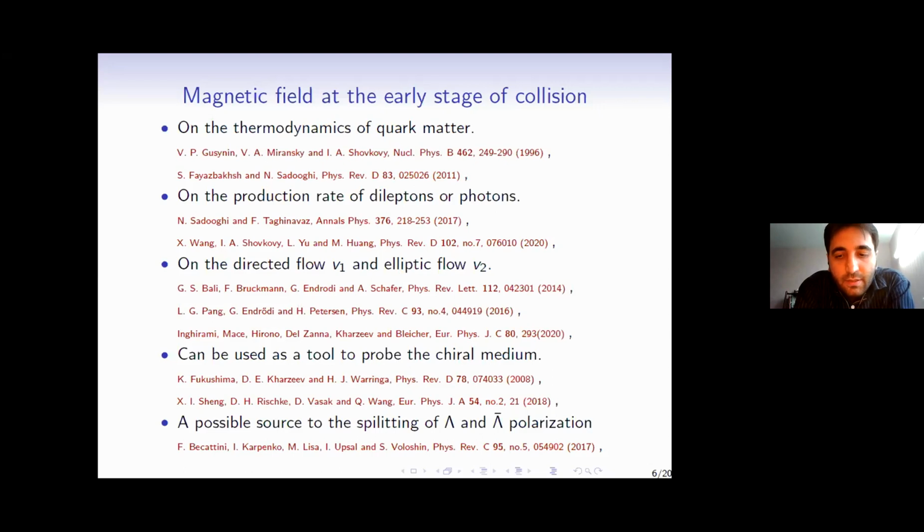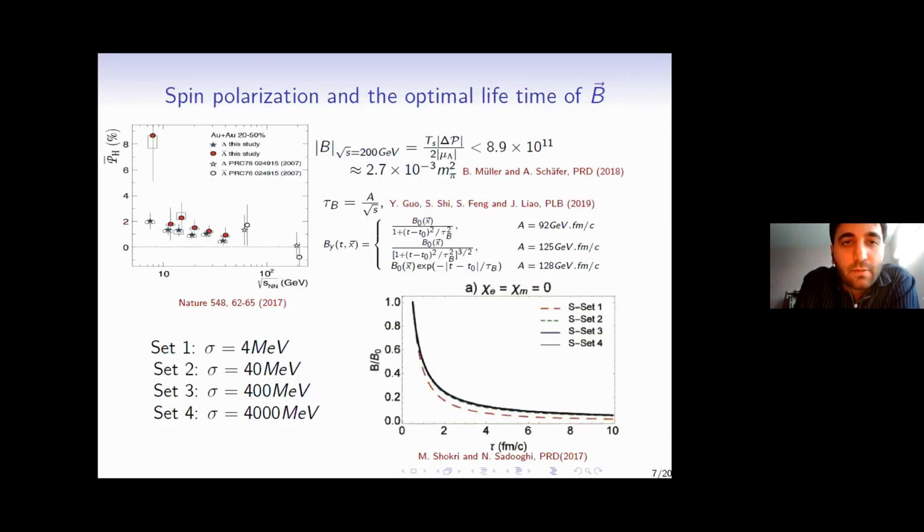Another interesting part is related to the spin polarization observed at heavy ion colliders, and the magnetic field can provide a possible solution for the splitting observed between the polarization of the lambda and lambda bar. As you can see in this figure at left, the global polarization of the lambda hyperons along the direction of the global angular momentum is observed, and it takes small but non-zero values. And there is a small difference between the polarization of the lambda and lambda bar.